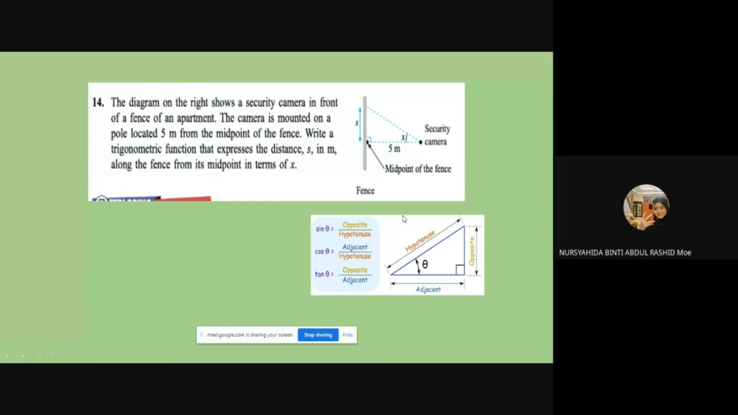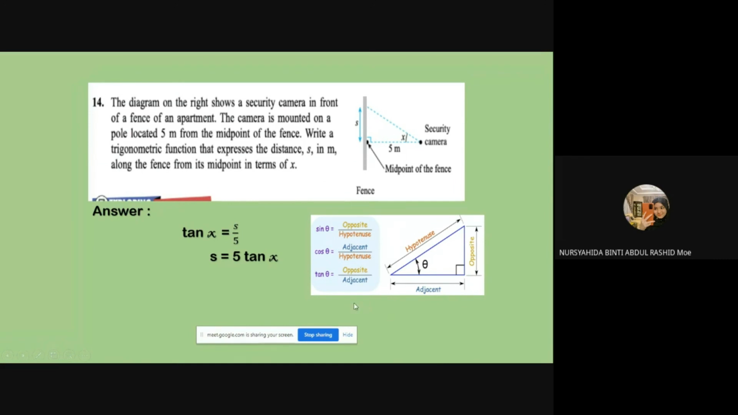Back then we learned about SOH CAH TOA, and we know that s is the opposite whereas 5 is the adjacent, which means we can use tan theta equals opposite over adjacent. When we substitute all of these clues into tan theta, we will get tan x equals s over 5. Since it wants us to express s in terms of x, the final answer will be s equals 5 tan x. So that's all for me.